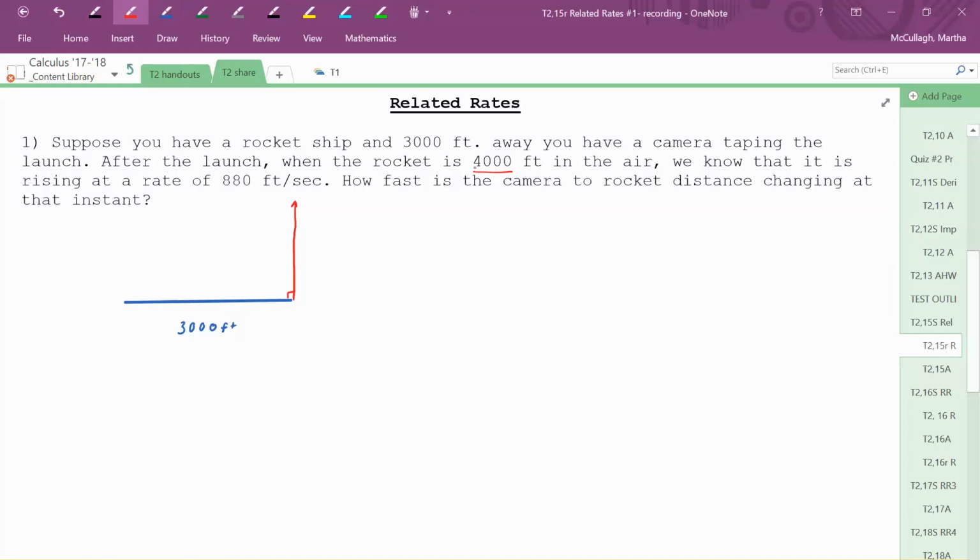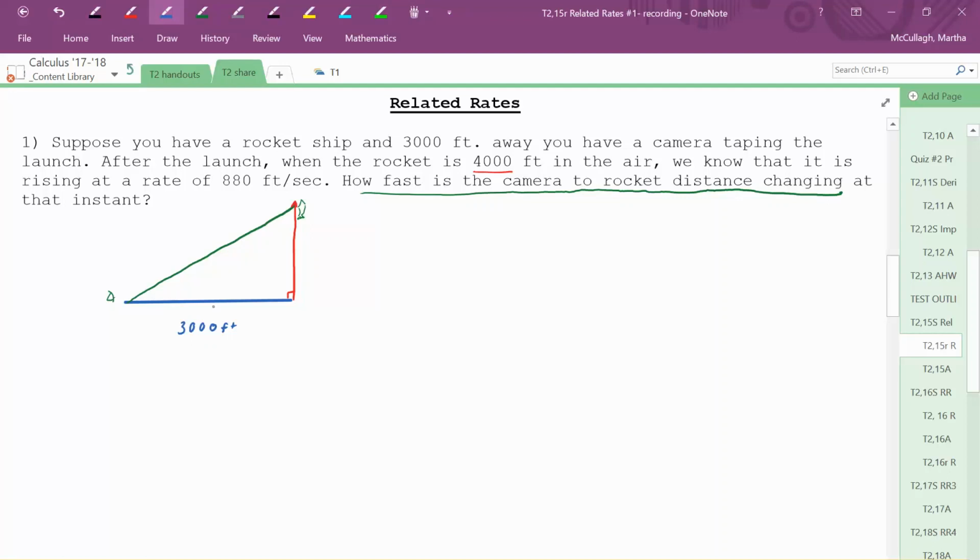We also know that at that point in time, it is traveling at a rate of 880 feet per second. What we want to know is how fast is the rocket to camera distance changing. So if this is the camera down here, and the rocket at some point in time is going to be up here, I want to know how fast is that distance that I've drawn in green changing? Well, it's generally helpful in math, or in anything, to label what we're talking about.